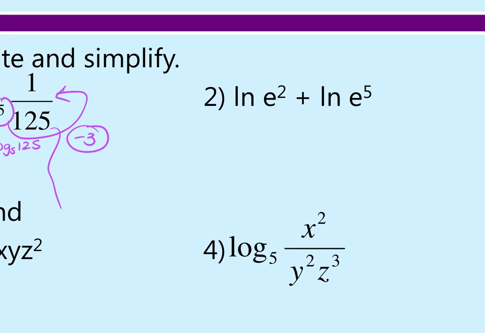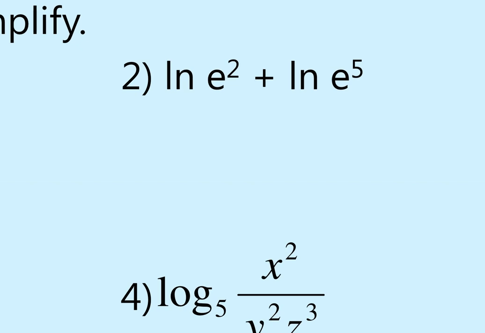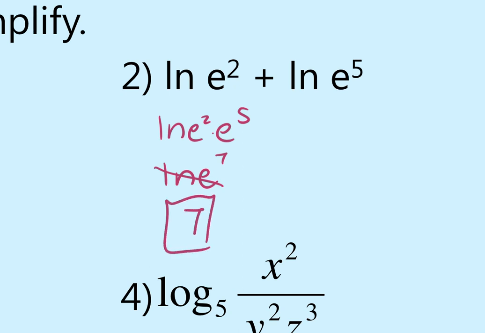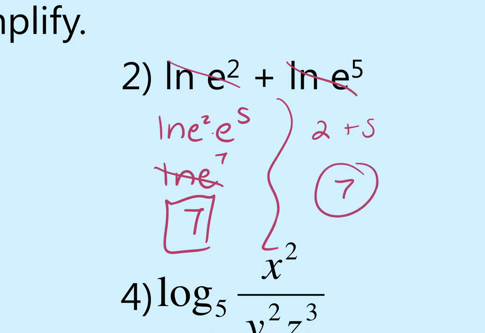Number 2, again, there's a couple different ways to do it. One is condense it. If I'm condensing and it's addition, this would become multiplication. I could have simplified by adding those exponents and then ln and e cancel just to give you the exponent. Or I could have simplified each of them individually. Ln of e to the second is just 2. Ln of e to the fifth is just 5. And either way you get 7.